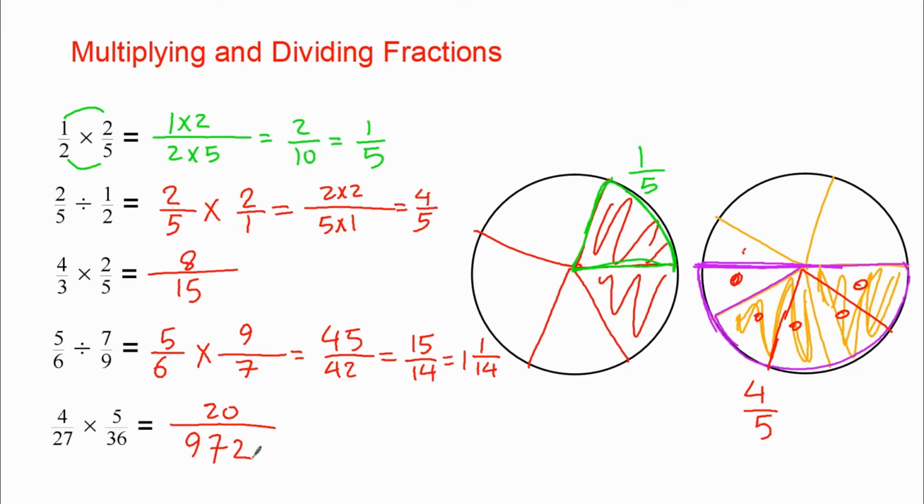And then you need to simplify this, because at least we can see that this is divisible by 2 on both sides. If I divide it by 2, that would be 10 over 486. Again, divisible by 2, that would be 5 over 243. And that would be the final answer, because you cannot simplify this anymore.